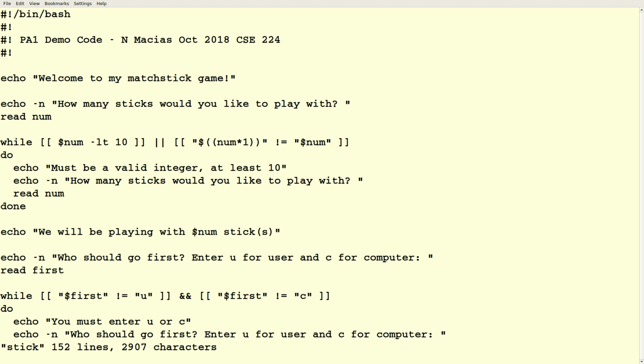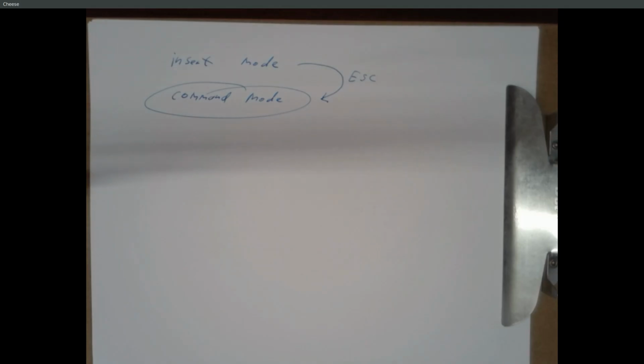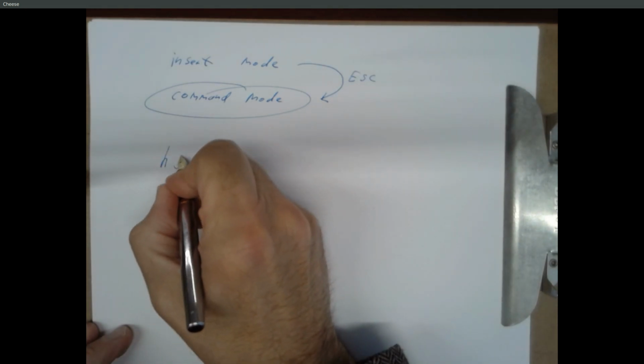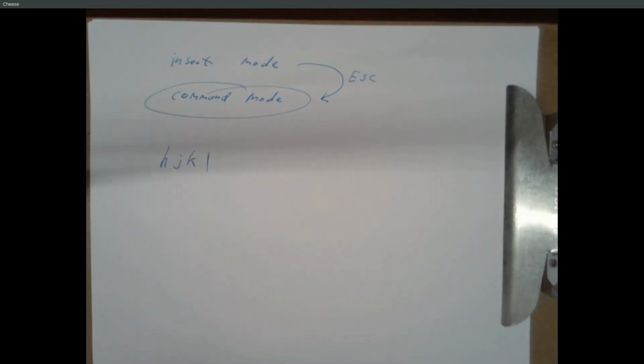All right, so VI stick, right? I've got 152 lines, 2,900 characters in here. And I'm in command mode. Okay, you start off in command mode. So first thing is moving around, and HJKL lets you move around. H goes back, J goes down, K goes up, L goes to the right.